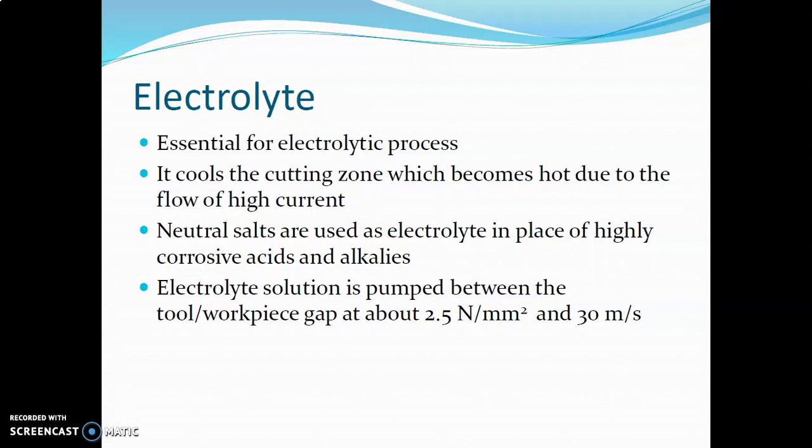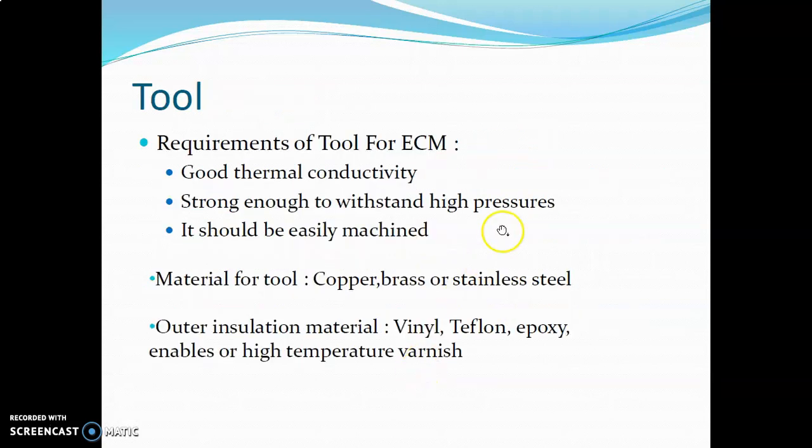Actually NaCl, as we have discussed, and NaNO3 are used in place of highly corrosive acidic material, so that is used as the electrolyte. The electrolyte solution is passed between the tool and workpiece at a pressure of 2.5 Newton per mm square, and the velocity is 30 meter per second. So in the electrochemical machining process, the electrolyte is very important. So you have to take care of the electrolyte.